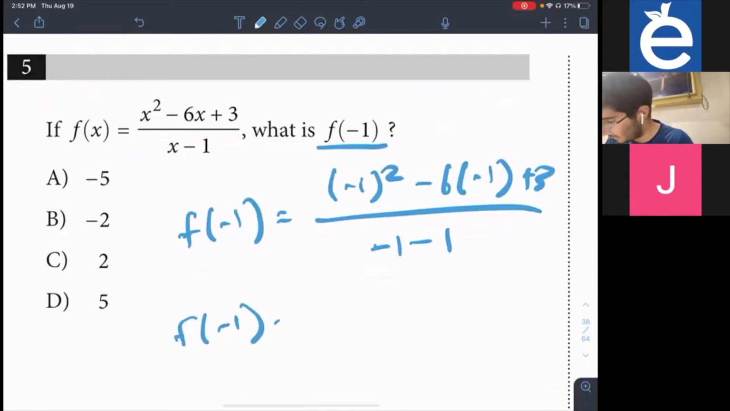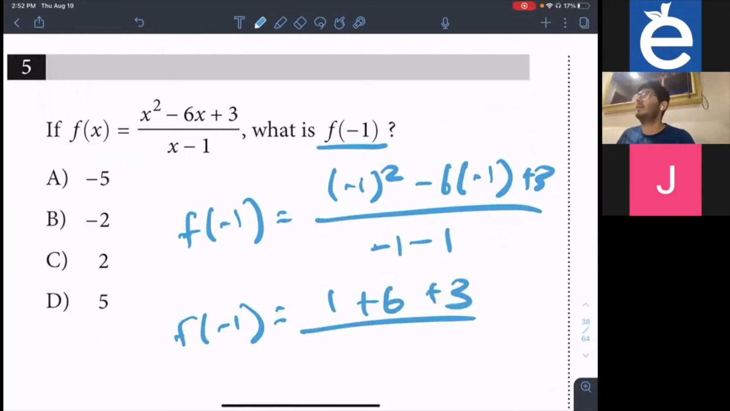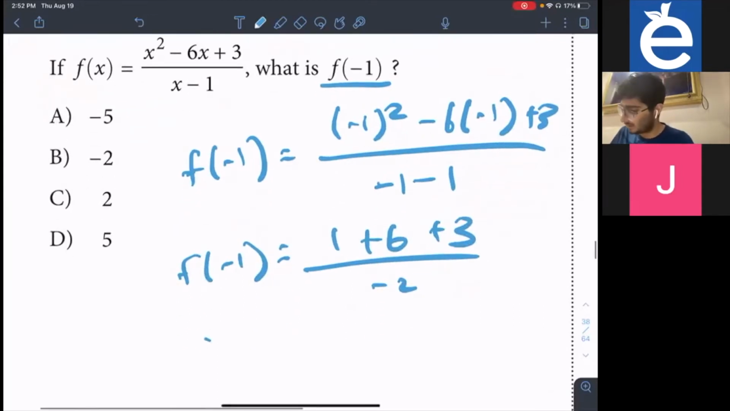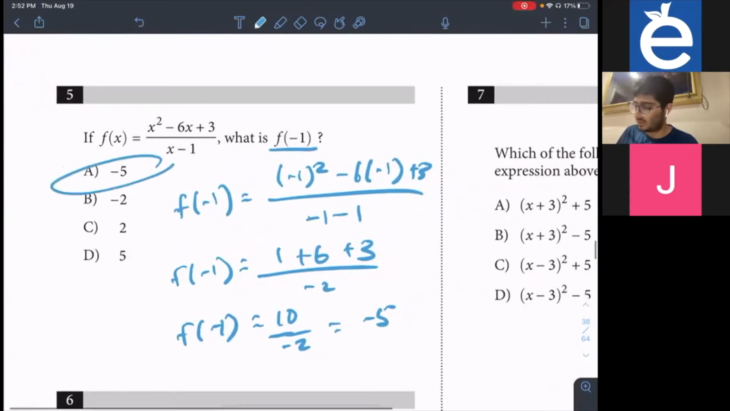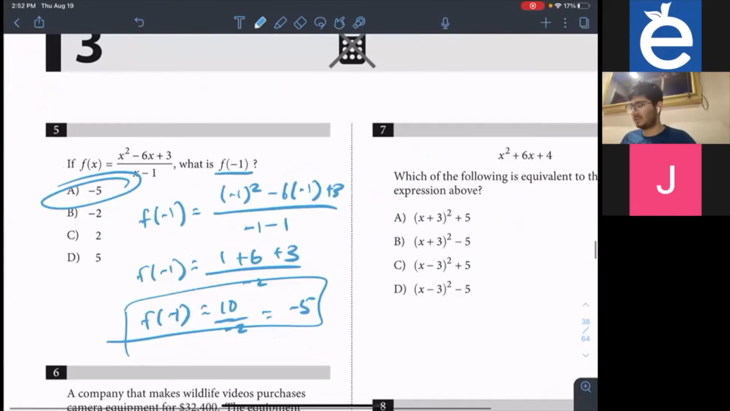Then f of negative 1 is equal to negative 1 squared, which is just 1, plus 6 plus 3, over negative 1 minus 1, which is negative 2. So 1 plus 6 is 7, plus 3 is 10, over negative 2, which is negative 5, which is choice A. That was a basic question as well, just basic algebra, making sure the signs are right and everything else is good.